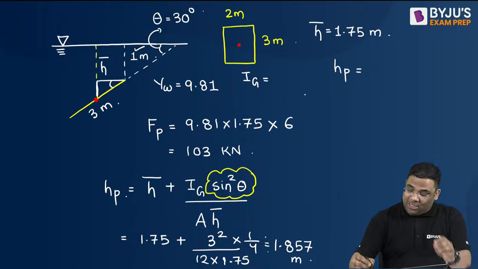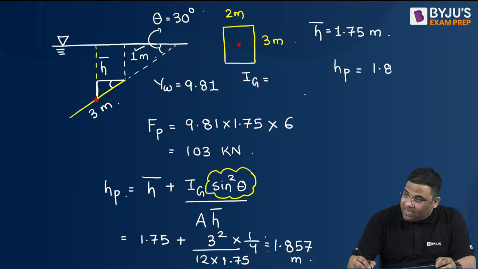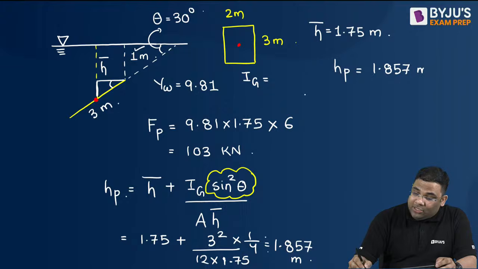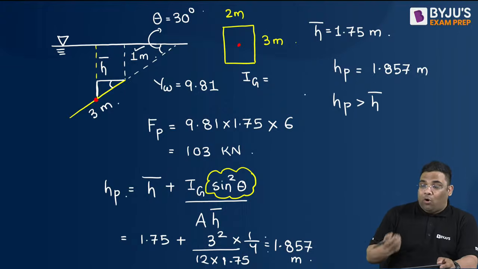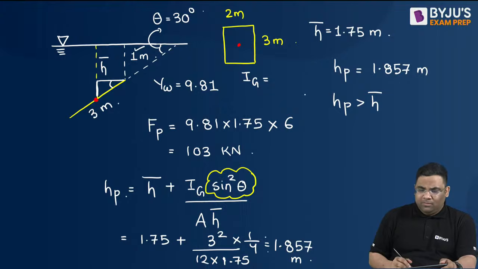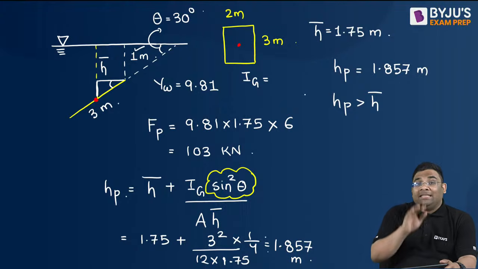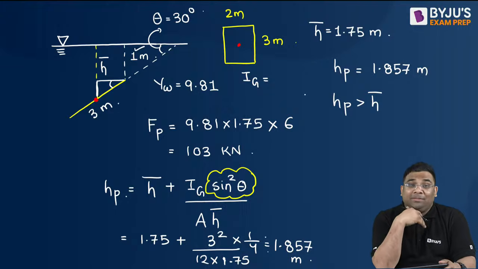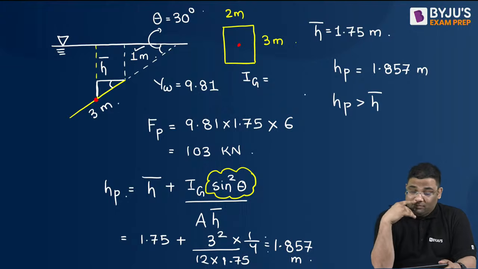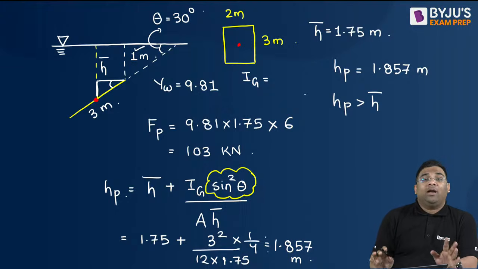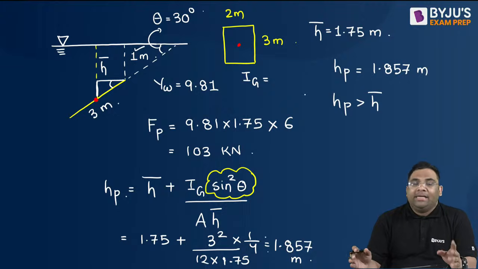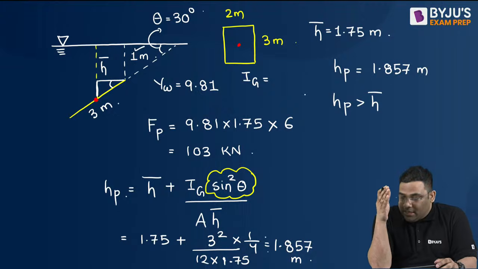So HP is 1.857. And always understand that your HP will be always greater than your H bar. Why so? Because this HP is H bar plus something. Okay, very good. So this is how you find out the hydrostatic force in inclined and vertical surfaces.